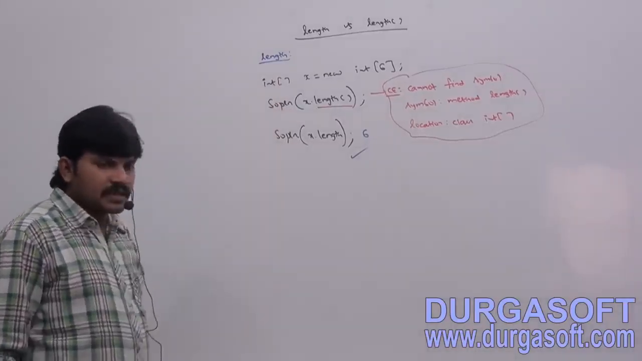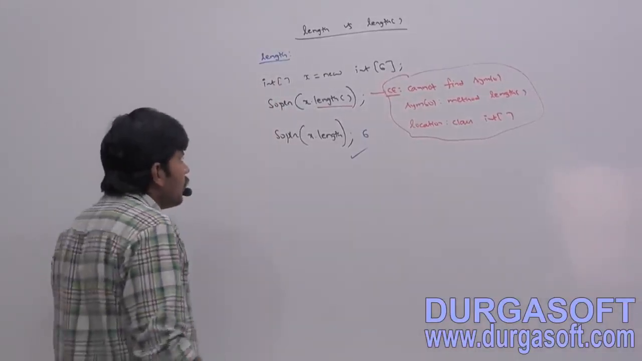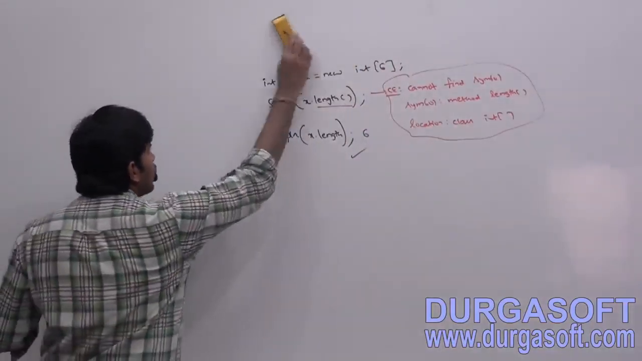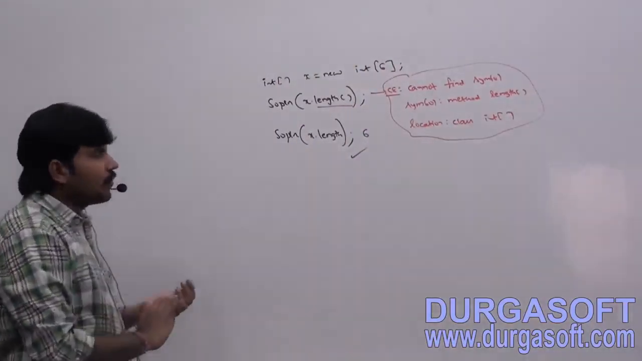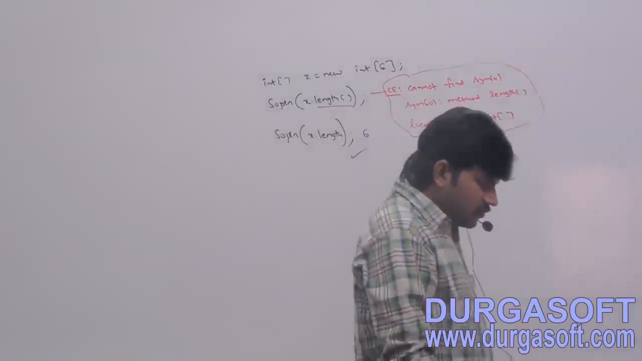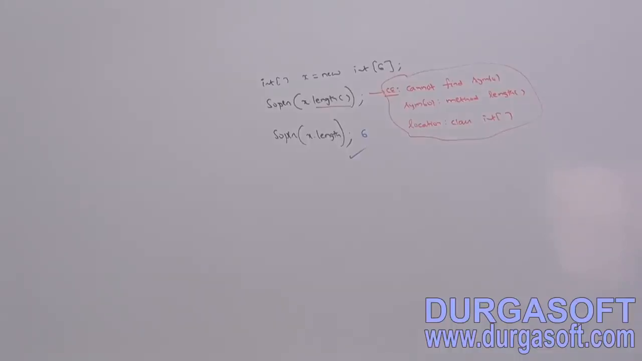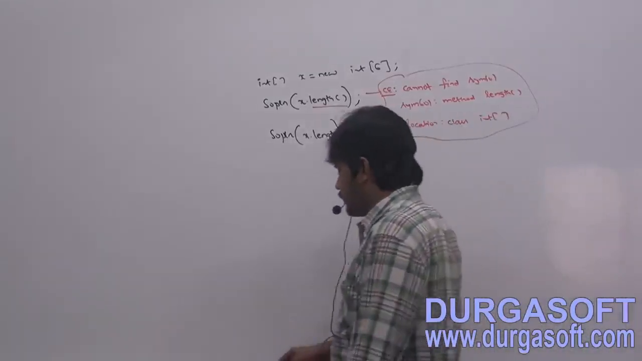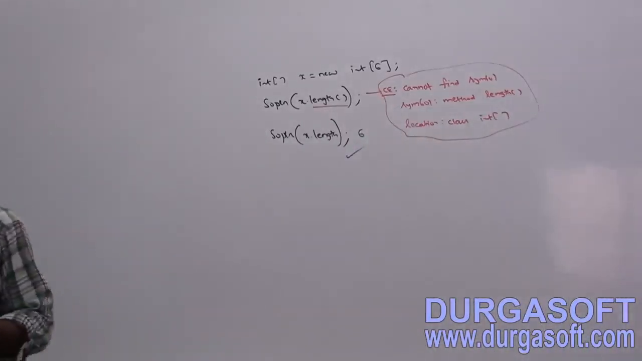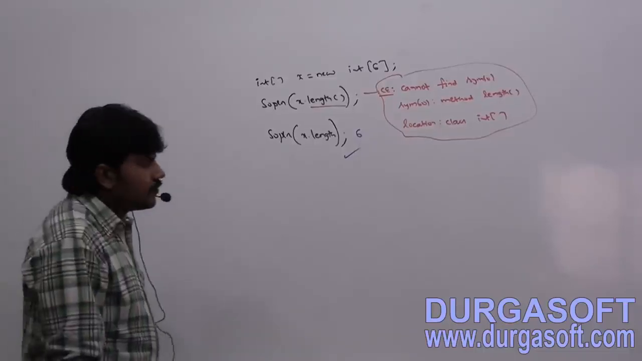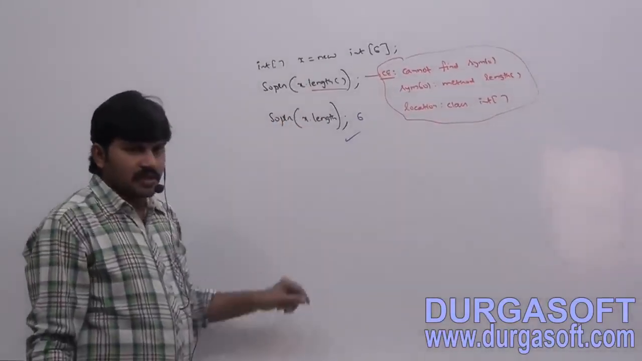Take an example: int[] x = new int[6]; SOP of x.length. Compile time error. Next, x.length as a variable: x.length itself is 6. Completed, right? x.length is 6. So I hope the terminology is clear for you.